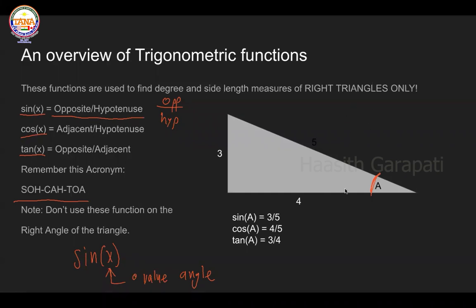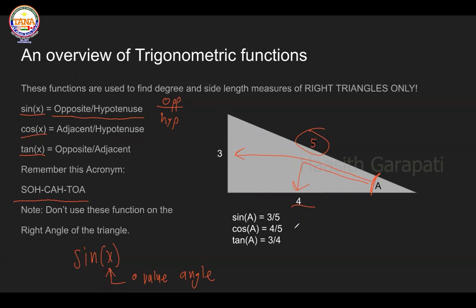Opposite means the side that is directly opposite to that angle that we're analyzing. Adjacent means the side that is directly next to the angle we are analyzing. And hypotenuse means, well, the hypotenuse, which is the longest side. For clarification, yes, the hypotenuse is technically adjacent to the angle, but it has its own classification. So adjacent is basically the side that is next to the angle that is not the hypotenuse.